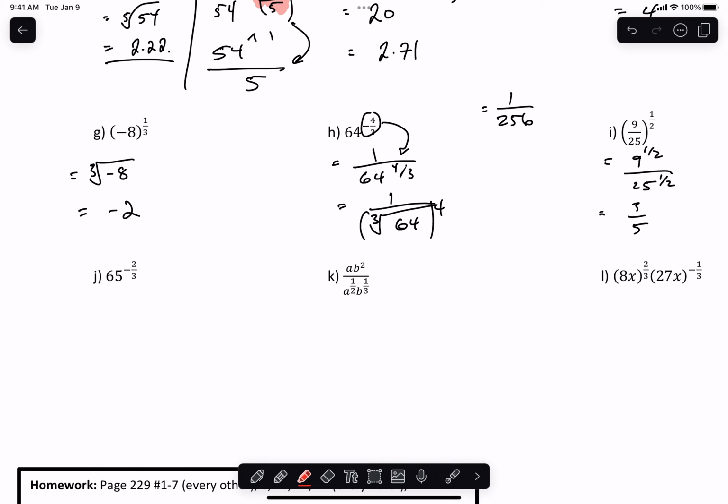What about this? 65 to the negative 2/3. This can be rewritten as 1 over 65 to the positive 2/3, which subsequently turns into 1 over the cubed root of 65 squared. Just stare at that. Make sure you're good with where those components from the rational exponent went. It's the same thing over and over again.